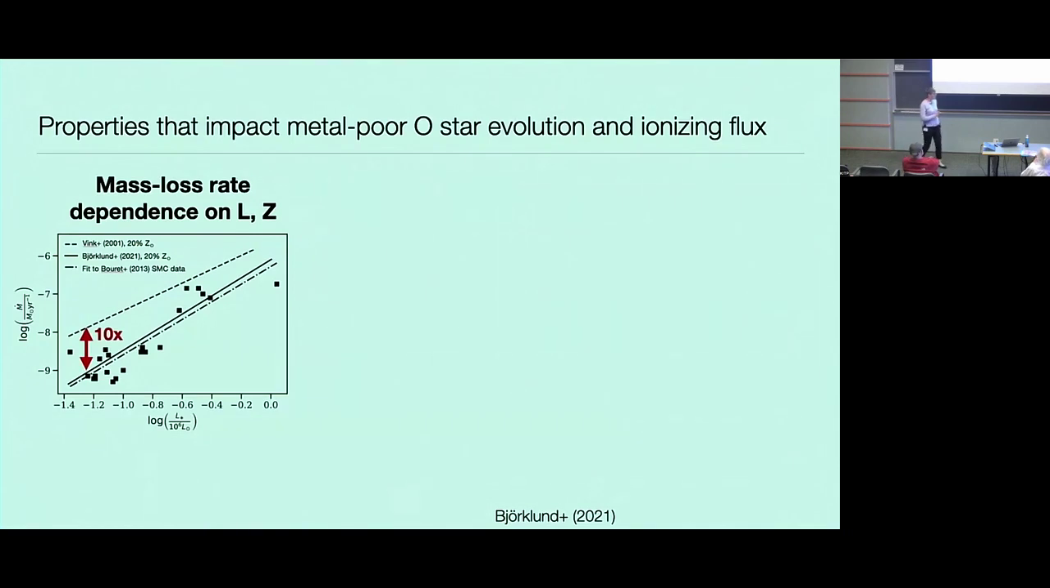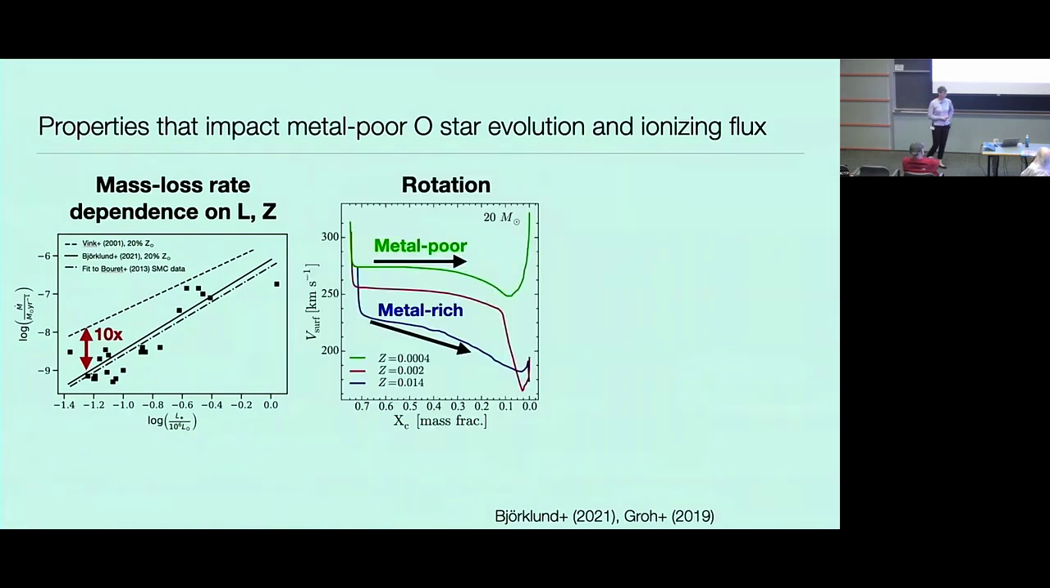Okay, so these weaker winds that are expected at low metallicity are also thought to be less efficient at removing angular momentum from stellar surfaces. So evolution models predict that more metal-poor stars are able to maintain higher rotation rates throughout their main sequence lifetimes. And this fast rotation induces additional mixing, which increases surface temperatures and lengthens stellar lifetimes and overall boosts ionizing photon production relative to non-rotating stellar models.